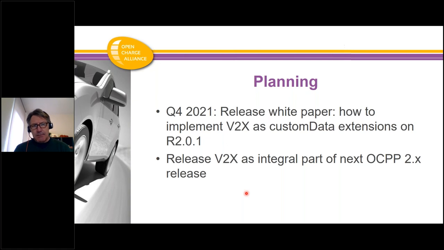So our planning is that by the end of this year, we want to release a white paper that describes how you can implement all the messages that we've made now as custom data extensions on release 201, because everything that we add now is just extensions to what we have on 201. So you can use that as custom data extensions.